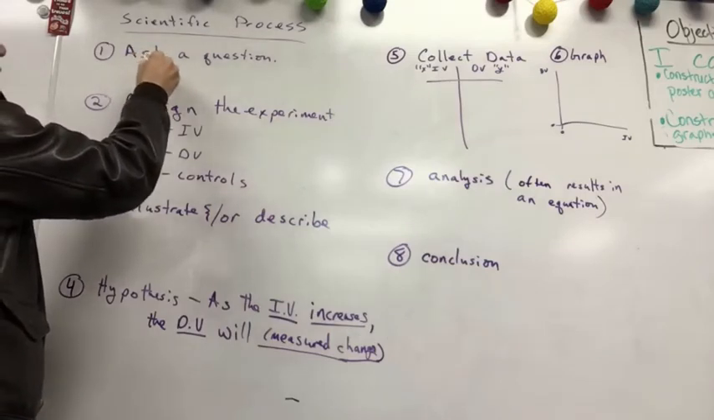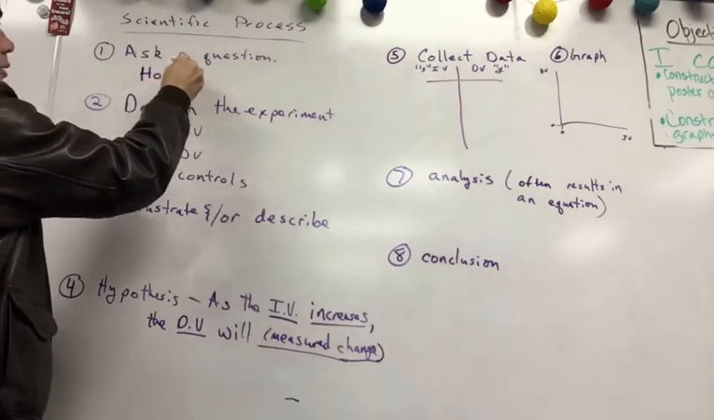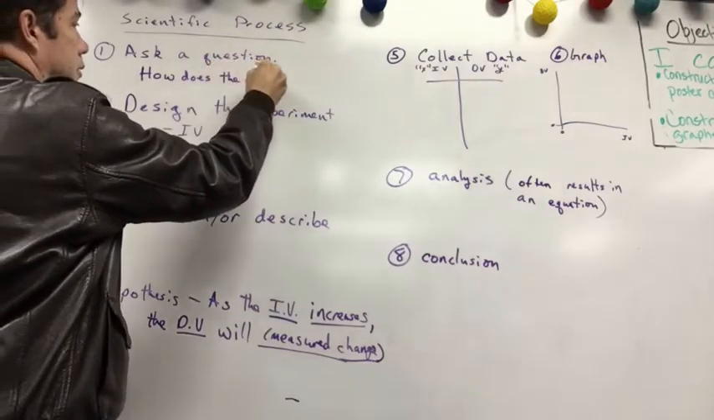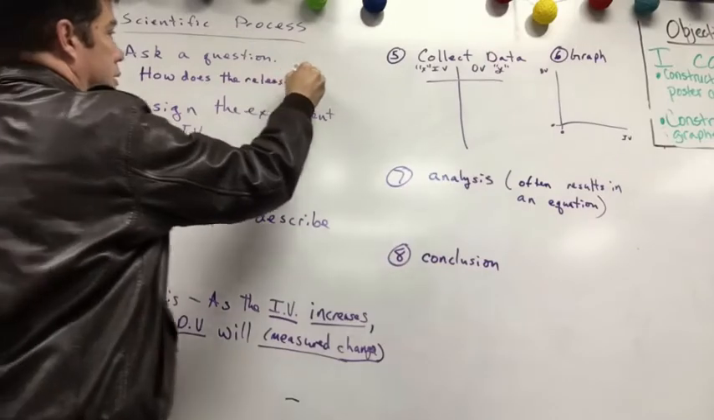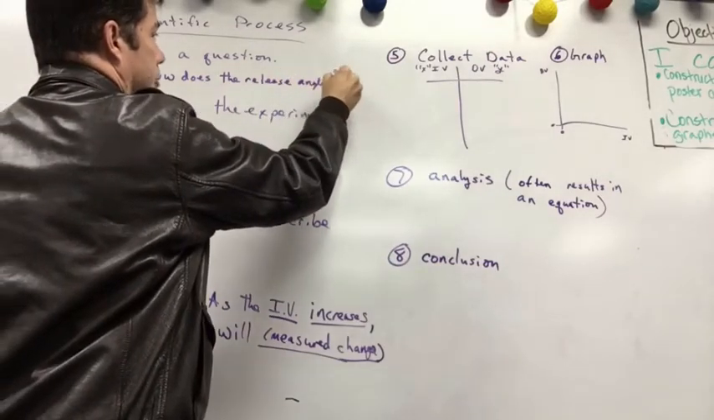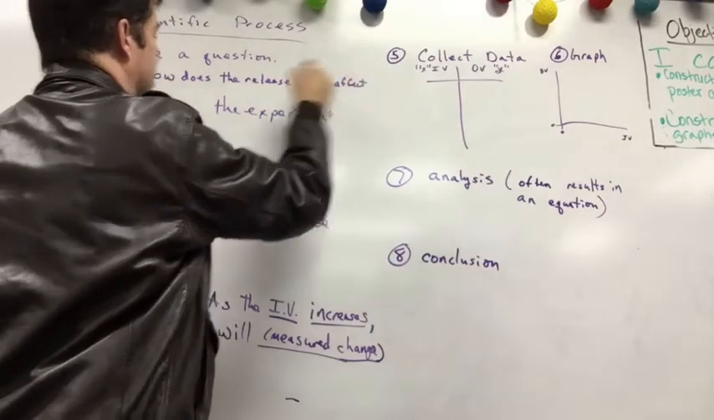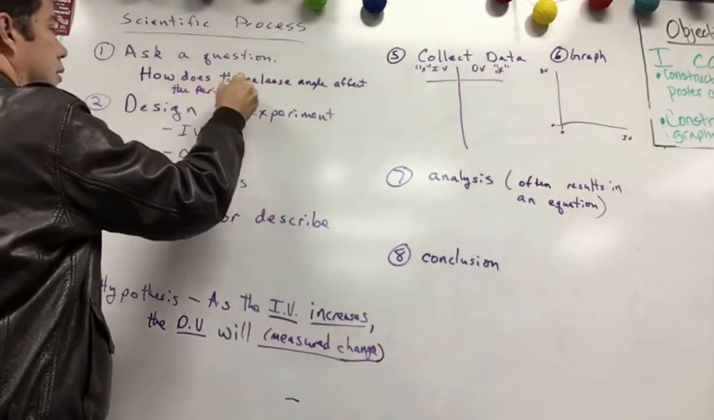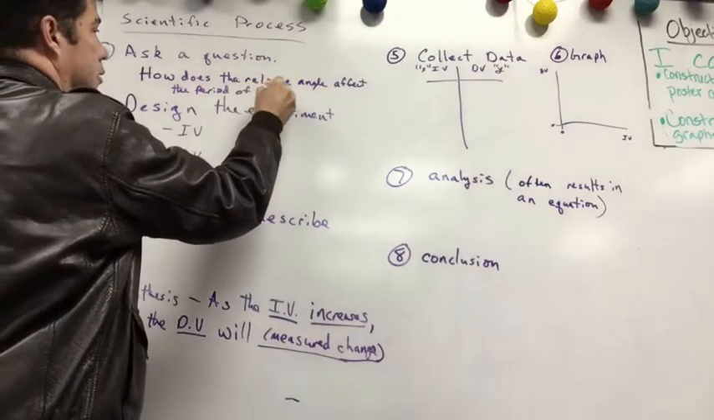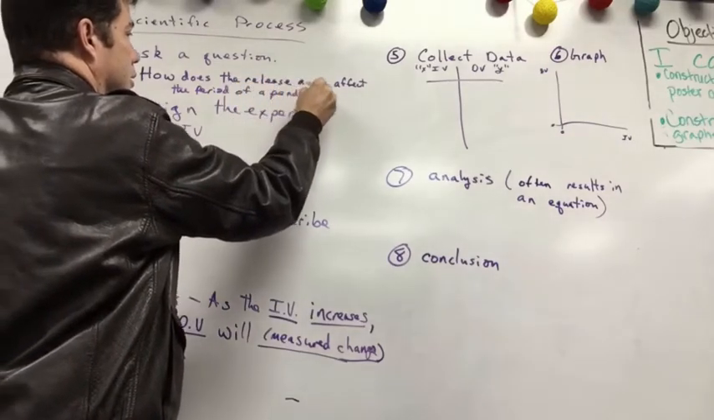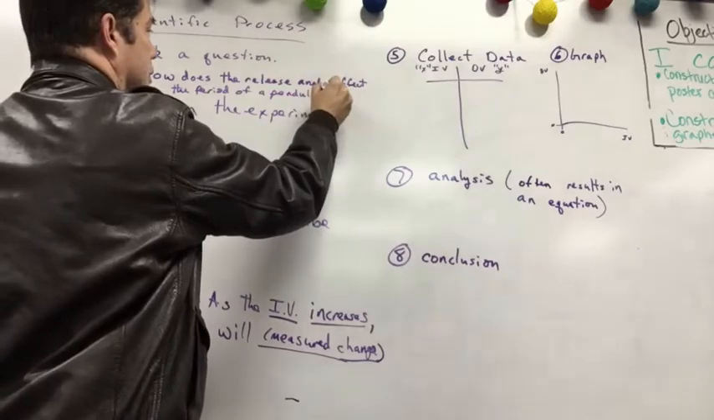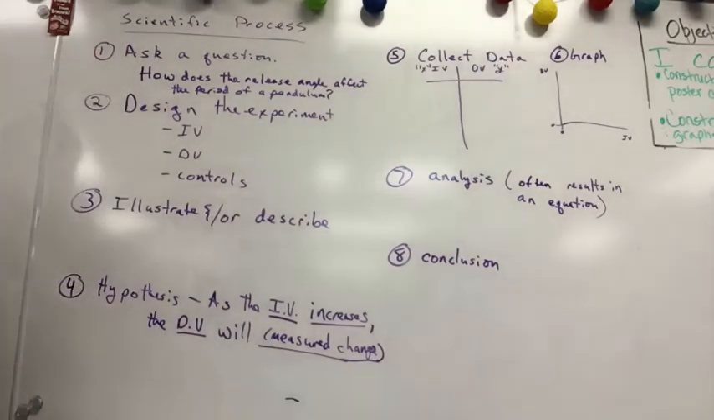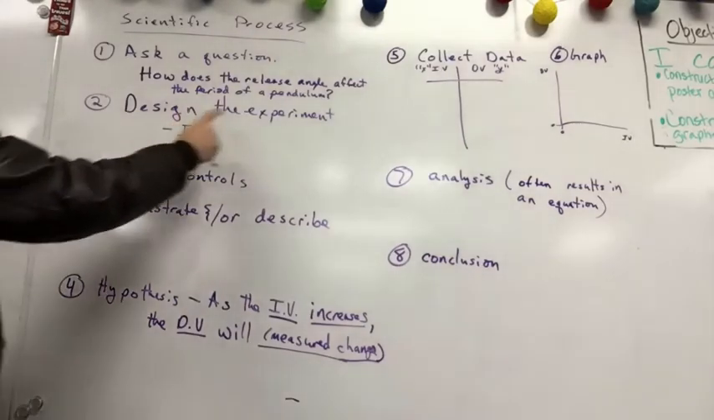In this case, we're going to look at how the release angle affects the period of a pendulum. That's the question we're going to be using for this example. So the next step is to design the experiment.